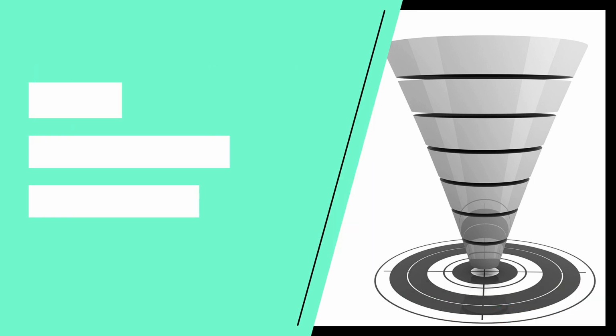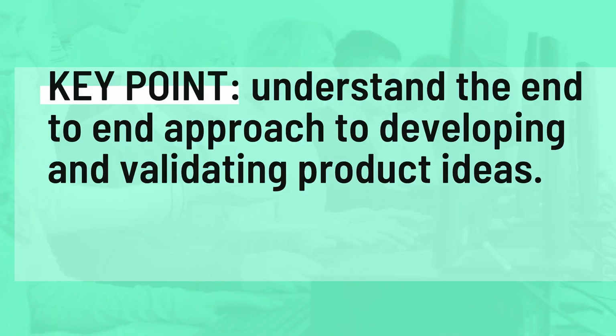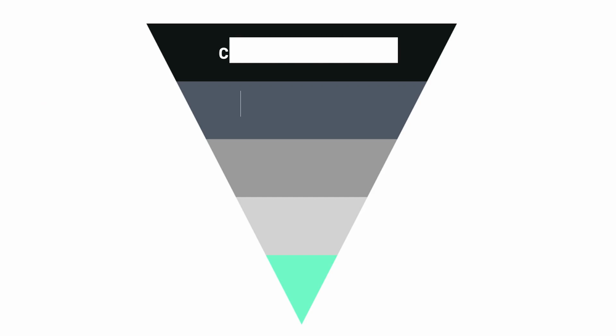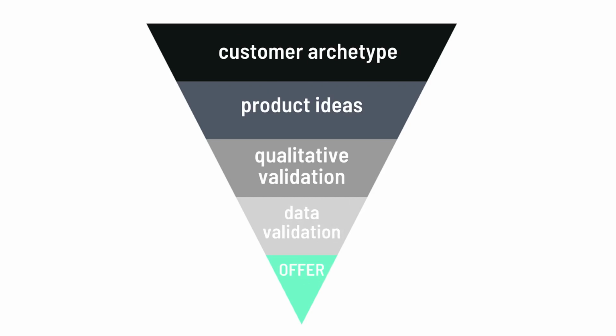So the purpose of this video is really to understand the end-to-end approach to developing and validating product ideas. So this is a funnel that we talked about at the very first video, in summary, that we would be going through in this product pyramid section. And just as a refresher, it's really all about starting with the customer first. We're selling to human beings, and sculpting a customer archetype that is really the genesis of your brand and all of the product ideas that you will monetize is critical.